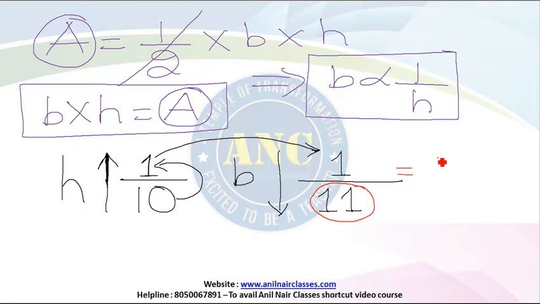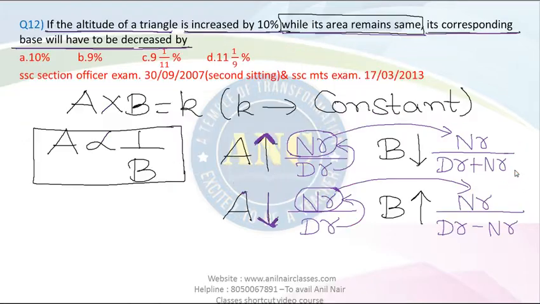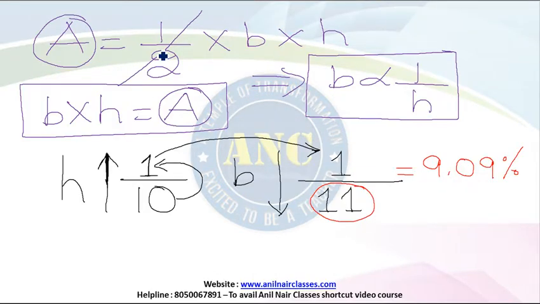The answer should be a multiple of 9. 9 into 1 is 9. The answer is 09.09 or 9.09%. Because 9.09 is not given in terms of decimals in the given options, the answer is 9 1 by 11 percentage. I hope the idea is very clear for you people.